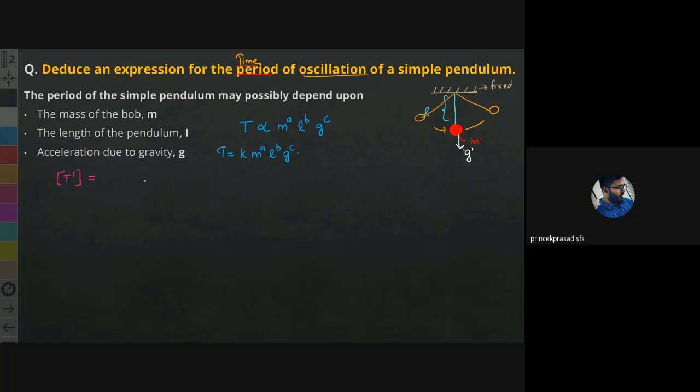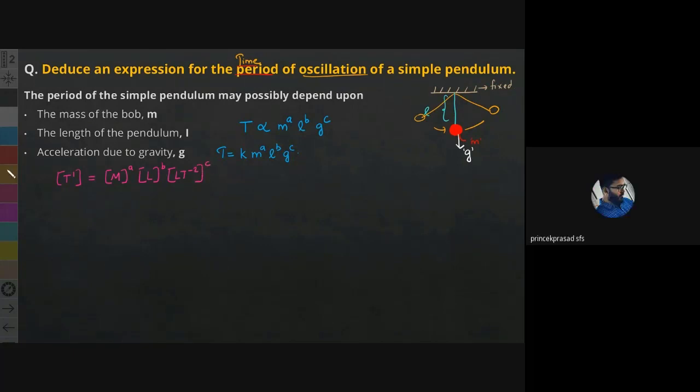What is the dimension of mass? Capital M, and it is raised to a. Dimension of length, L, raised to b. Now what is g? g means acceleration. So it will have the same dimension as that of normal acceleration. So tell, L T raised to minus 2, raised to the power c.